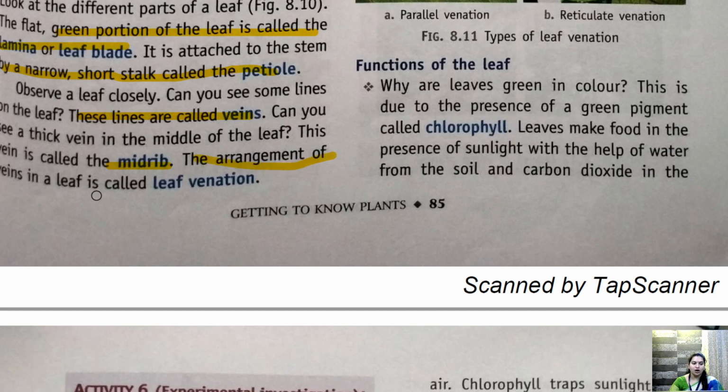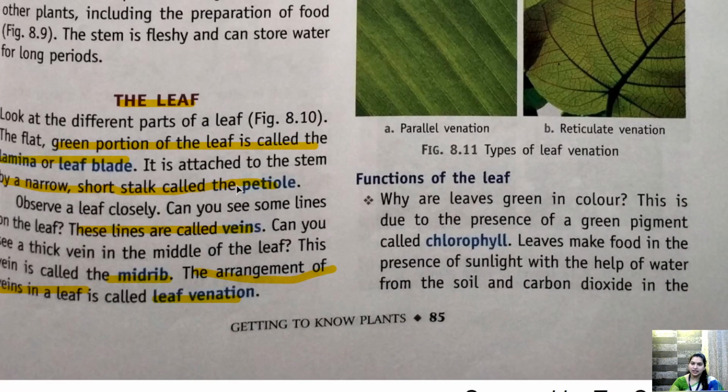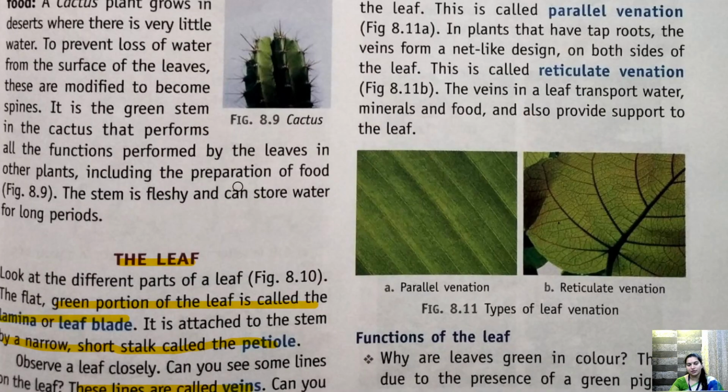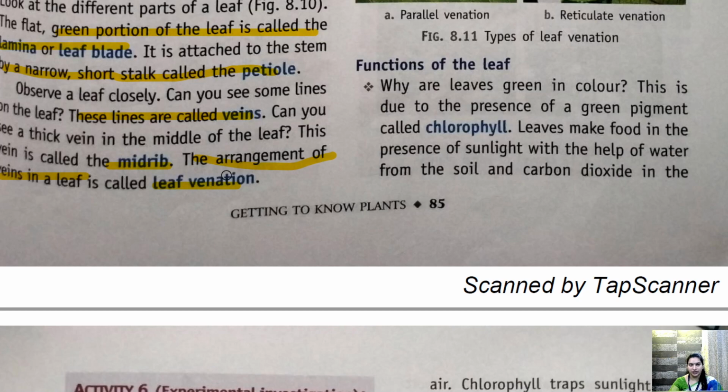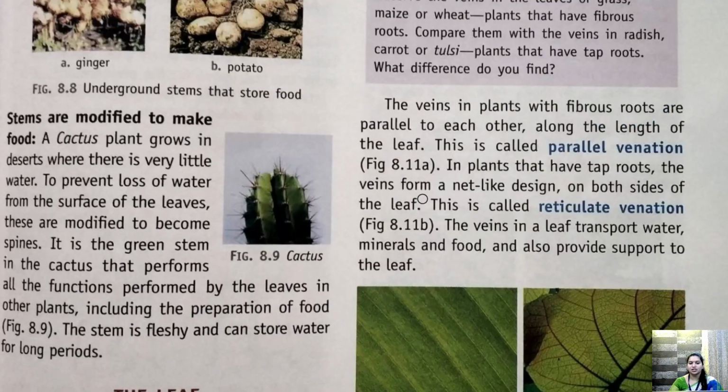The arrangement of veins in the leaf is called leaf venation. The way these veins are arranged in the leaf, that is called leaf venation. And leaf venations are of two types. What are they? Parallel venation and reticulate venation. Some leaves have parallel venation. What is parallel venation? In some leaves, the veins are arranged parallel to each other. Okay, so it is called parallel venation. And when they are arranged in a branching form, it is called reticulate venation.